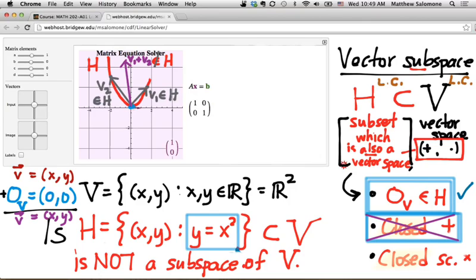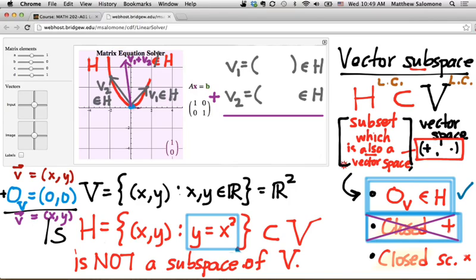So what's the algebraic proof? If I wanted to prove that this subset is not closed under addition, I should take two elements of H, and then add them together, and then explicitly show that it's possible for that sum not to belong to H. So here's one way to do that.